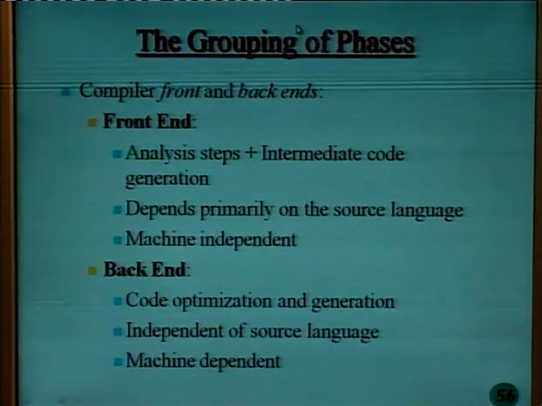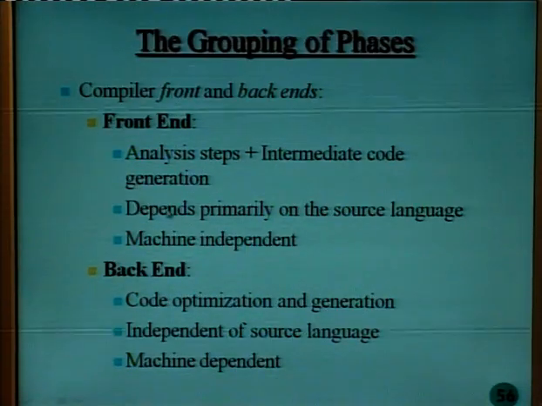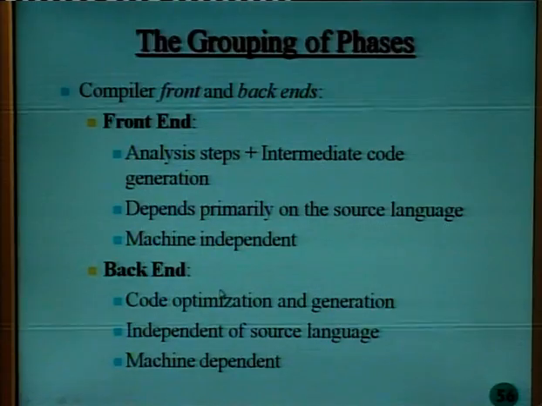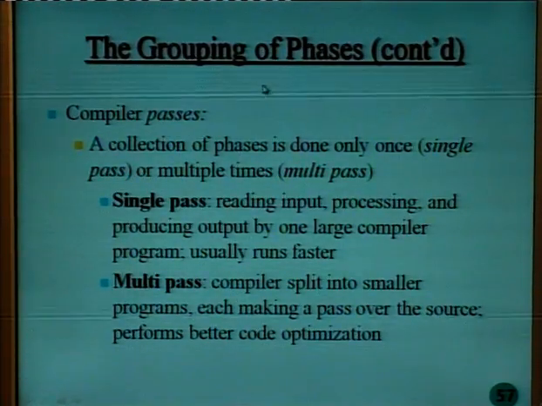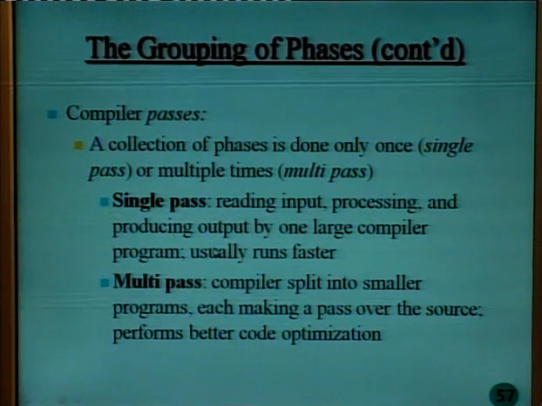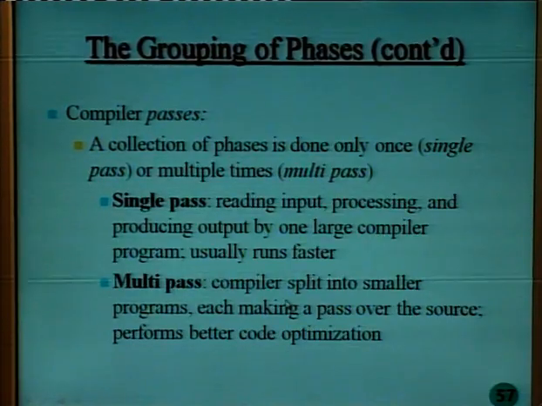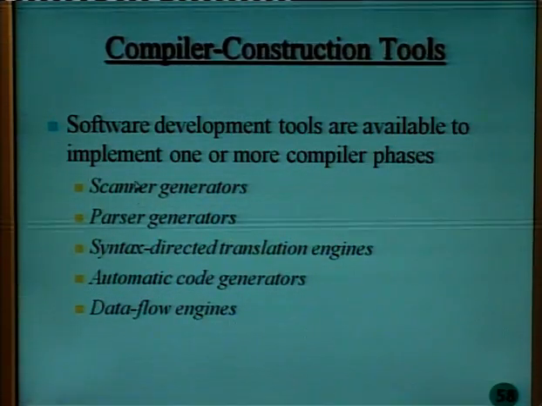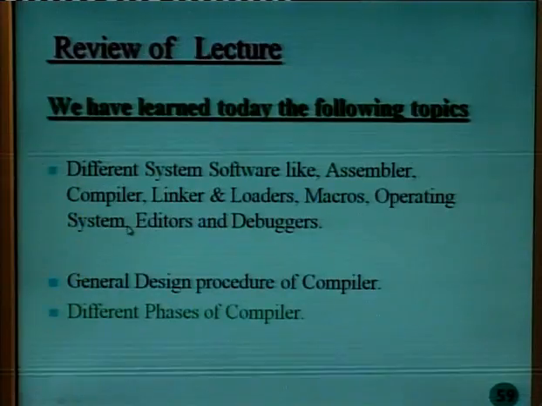This is the grouping of the phases into front end and back end. The front end consists of the analysis steps and intermediate code, depends primarily on the source language, and is machine independent. The back end consists of code optimization and generation, independent of the source language, and machine dependent. With the grouping of phases we have a single pass or multi pass compiler. Single pass is used for reading and processing output by large compile programs and usually runs faster, and multi pass splits the overall functionality. For compiler construction we use tools like scanner, lexical analyzer, lex, or yet another compiler compiler, yacc, for the parser.